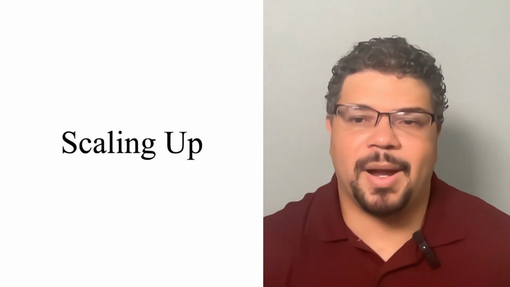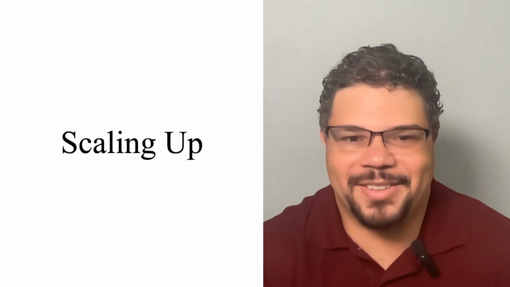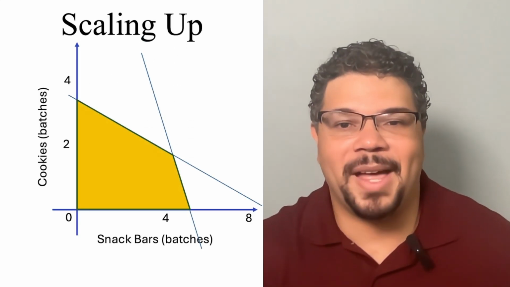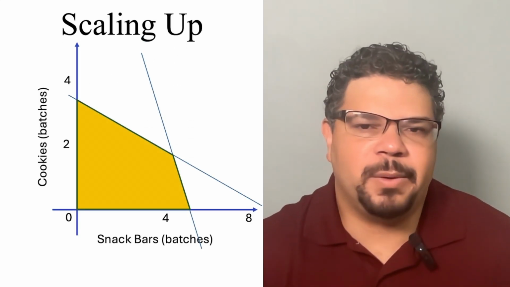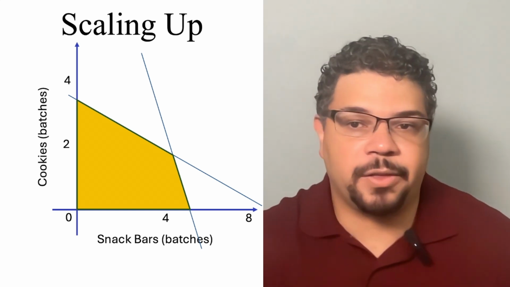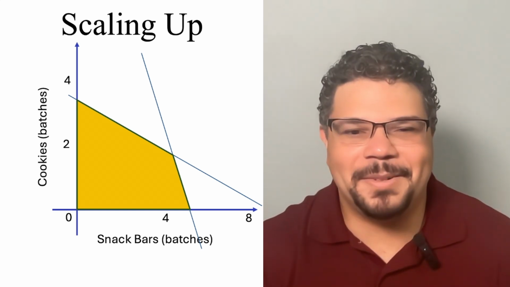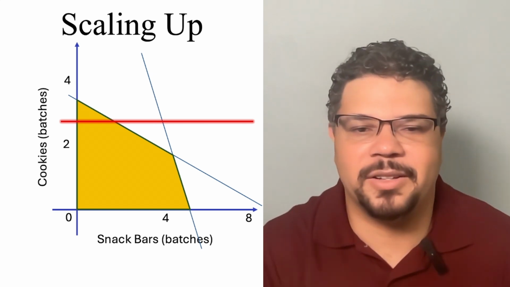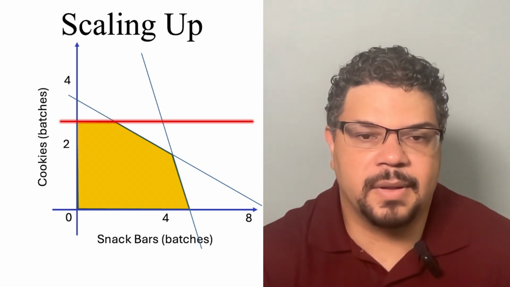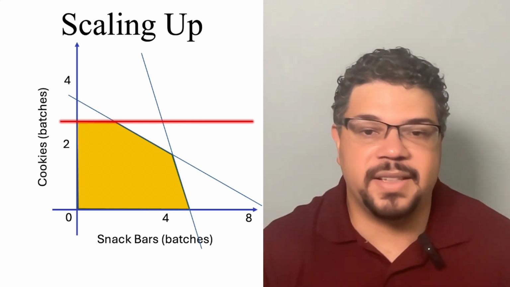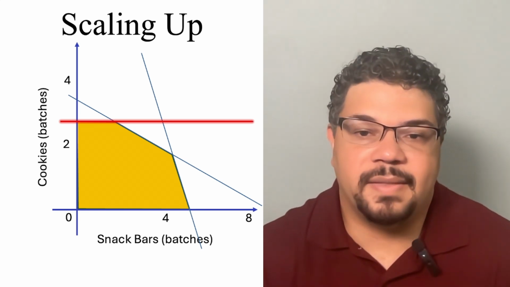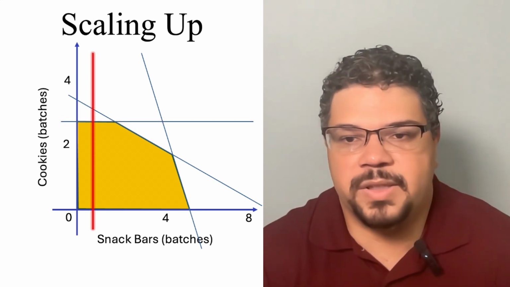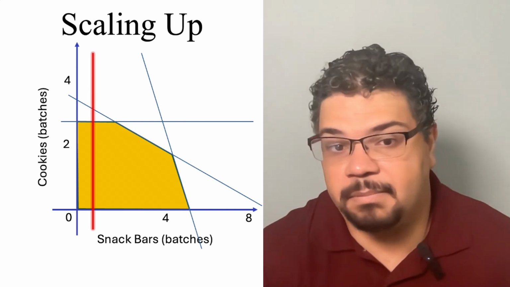In practice, we probably want to scale up past 2 constraints and 2 resources. If we go back to the baked goods example, maybe we're running low on eggs and we only have enough for 3 batches of cookies. We can represent that as a new line constraint, which cuts through our feasibility region like this. And maybe we've promised to make at least 1 batch of snack bars. That leads to another new line constraint, which again cuts through the feasibility region like this.